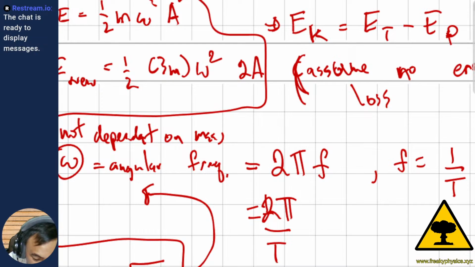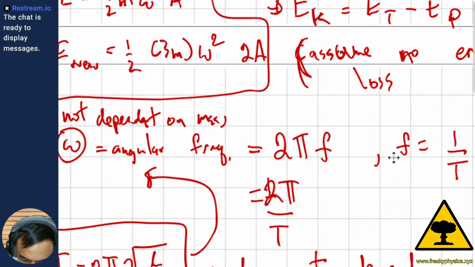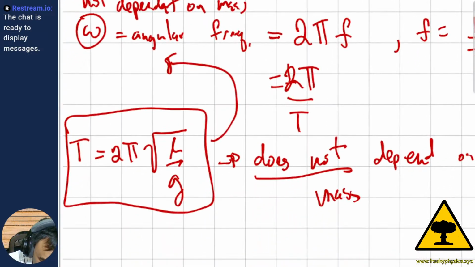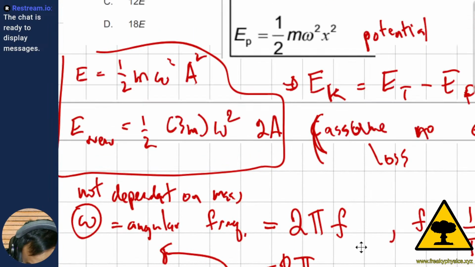Okay, then all we're going to do from here is take the ratio. Now when you take the ratio, what do we get? So what is E nu over E? That's going to be equal to, okay, let's just copy that again.